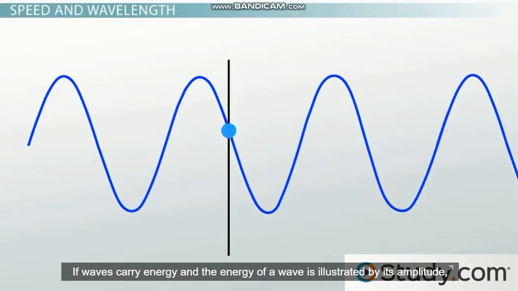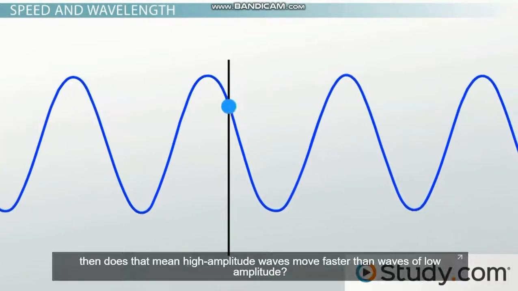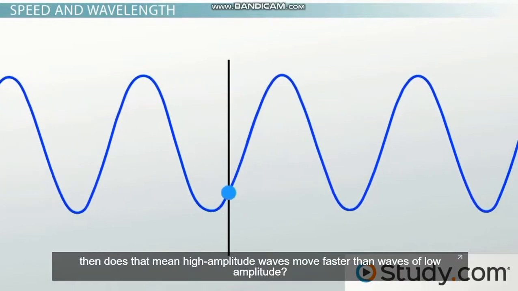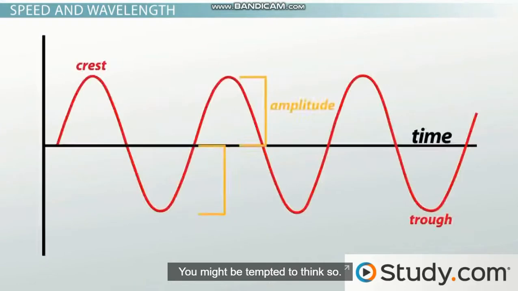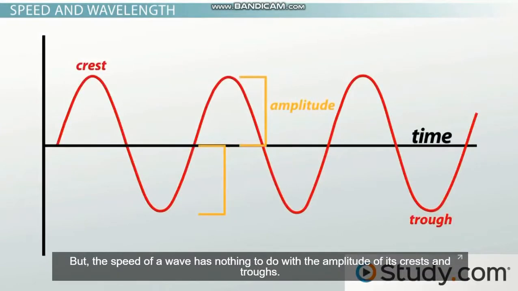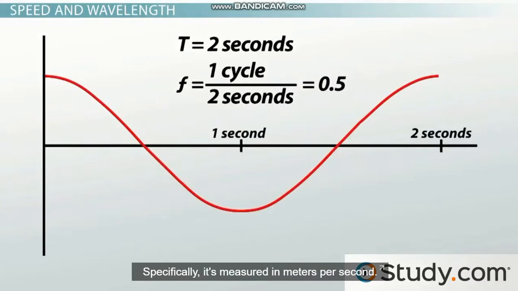If waves carry energy, and the energy of a wave is illustrated by its amplitude, then does that mean high-amplitude waves move faster than waves of low amplitude? You might be tempted to think so, but the speed of a wave has nothing to do with the amplitude of its crests and troughs. Speed is measured by the distance the wave travels in a certain amount of time. Specifically, it's measured in meters per second.